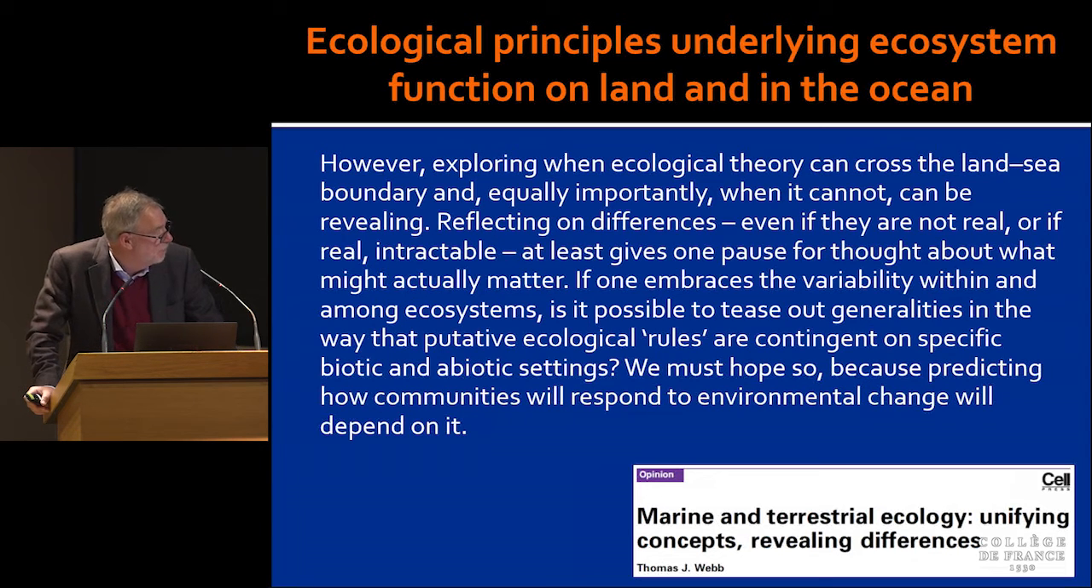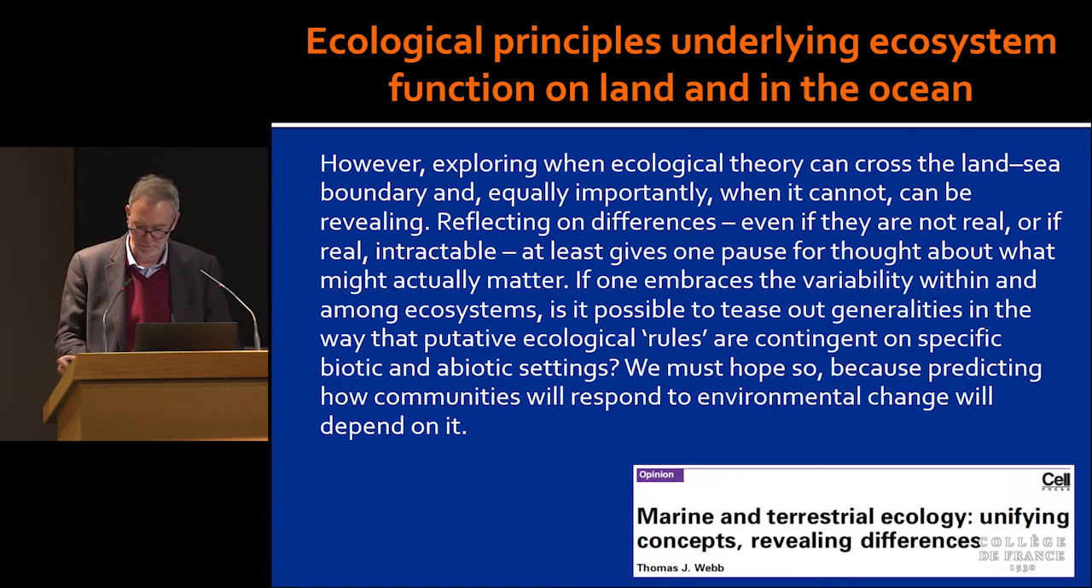If one embraces the variability within and among ecosystems, is it possible to tease out generalities in the way that putative ecological rules are contingent on specific biotic and abiotic settings? We must hope so, because predicting how communities will respond to environmental change will depend on it. That's the larger call to arms, since we are in troubling times, having to deal with climate change and how ecosystems are going to respond to changing climates, both on land and in the ocean. This is a call to action to at least try and improve our knowledge of how the whole system works. So with that, I will end my little introduction.